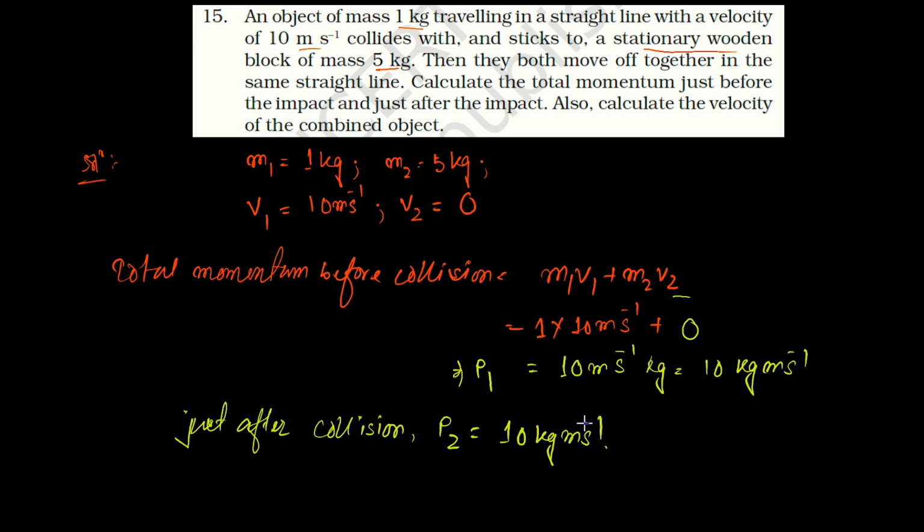Now we also have to calculate the velocity of the combined object after they collide. So what can we write? m1 v1 plus m2 v2 equals m1 plus m2 times v. Why have I only written v? Because they have collided and they move as a combination of masses. If they are a combination of masses, they will move at a single velocity. So we will write small v.